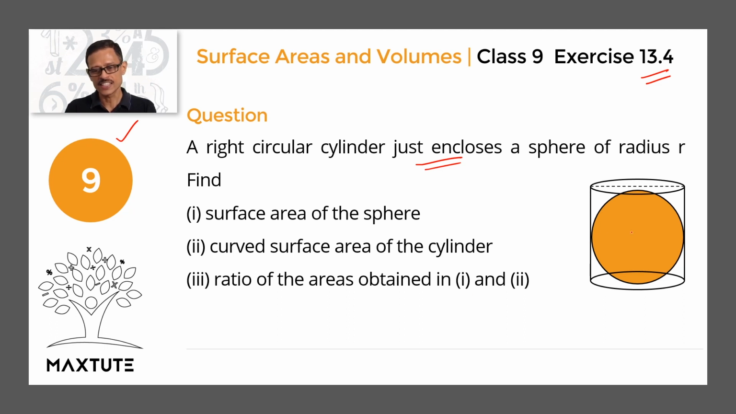Here is the cylinder inside which we are seeing the sphere. The sphere touches the bottom, the top and the sides of the cylinder, which is when the right circular cylinder will just enclose the sphere. The radius of the sphere is given to be r. We need to compute three things.